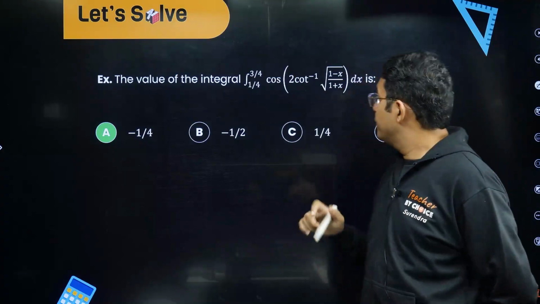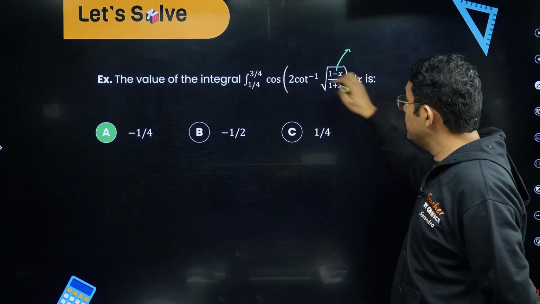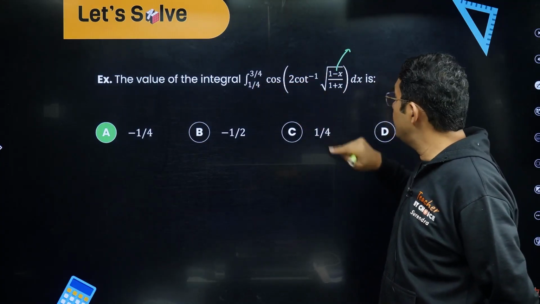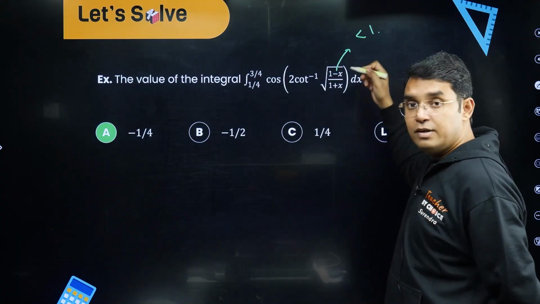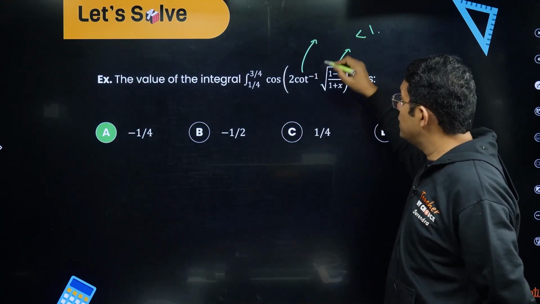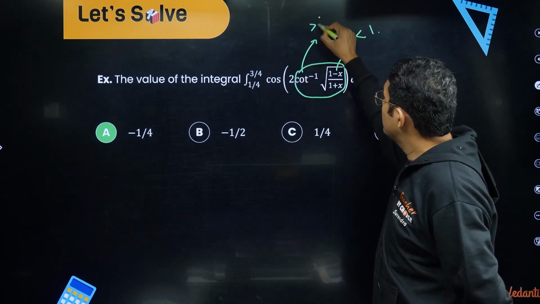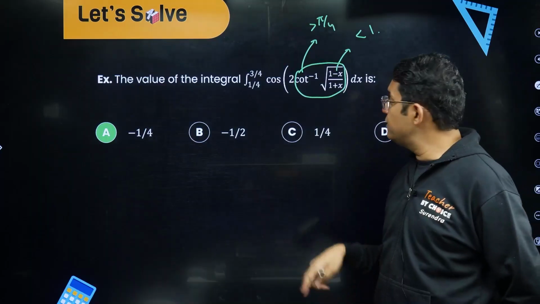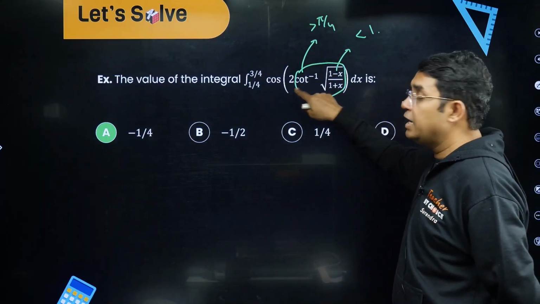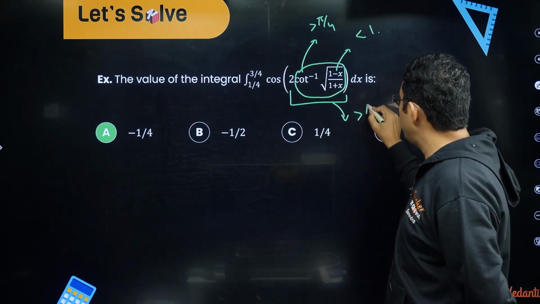Now the second thing, if you look at this expression, this 1 minus x upon 1 plus x, if x is from 1 by 4 to 3 by 4, it will be less than 1. Now cot inverse being a decreasing function, this thing will be greater than pi by 4, because cot inverse 1 is pi by 4. Multiplying this by 2 will give you this entire thing greater than pi by 2.